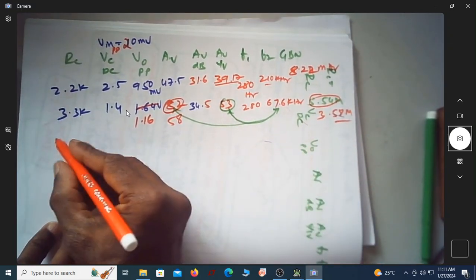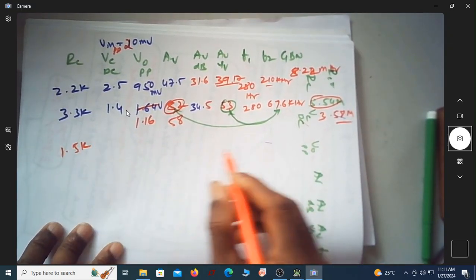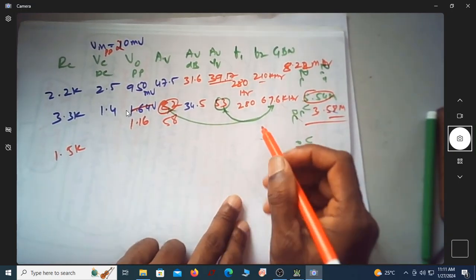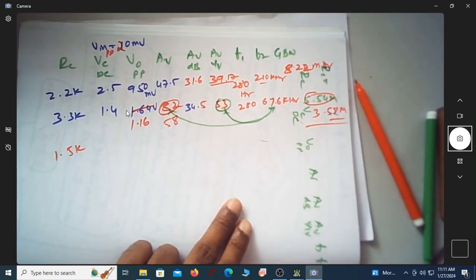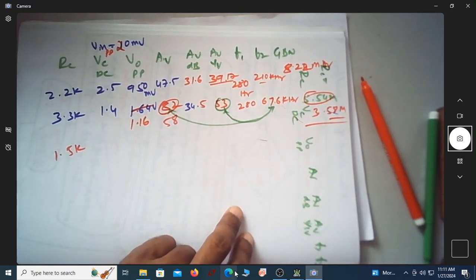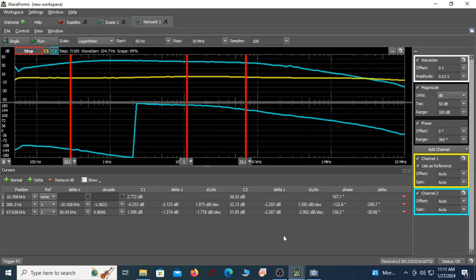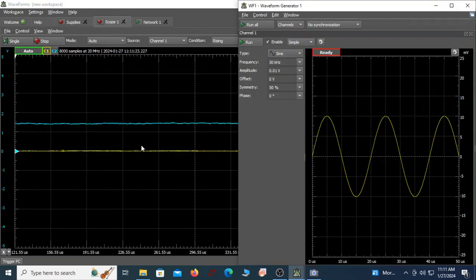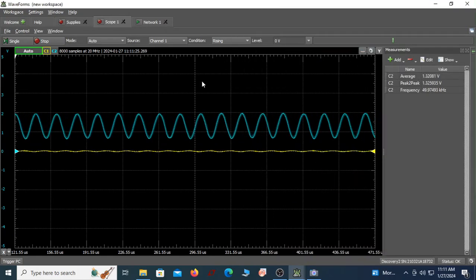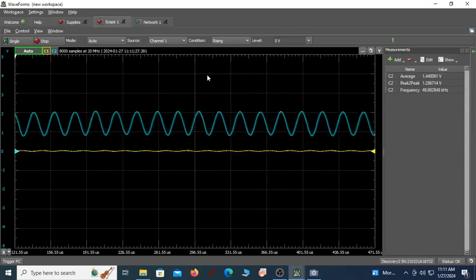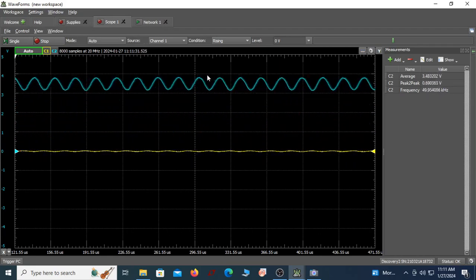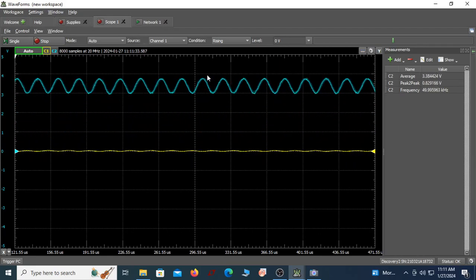Let us check it out for 1.5K. So this is the practical value. Sorry, one more RC of 1.5K. So let me just go back here. So what I will do is I will go to scope. I will run this. I will turn on the wave gen. Okay, this one also I will turn on. So let me make this RC to 1.5K. So now it is 1.5K.